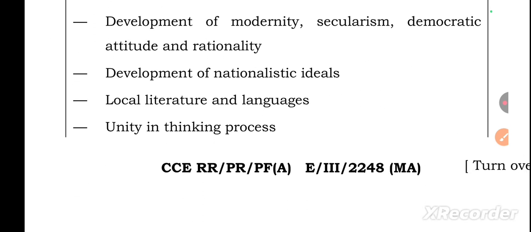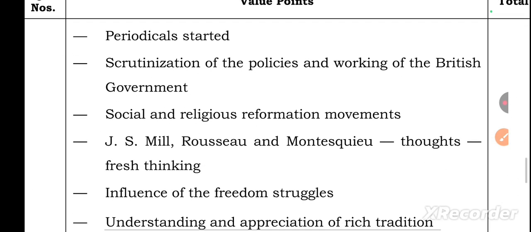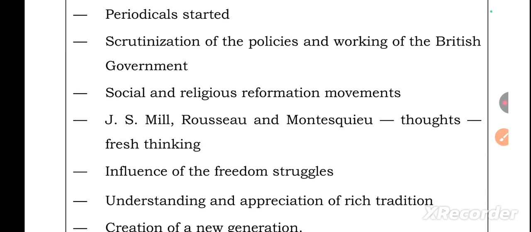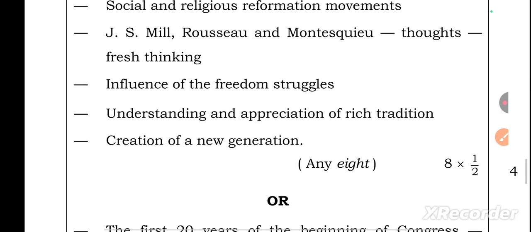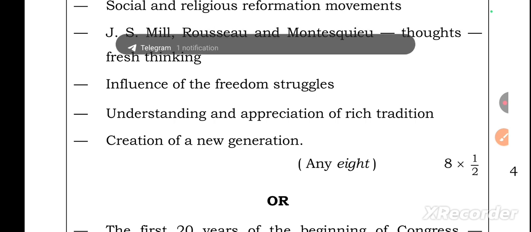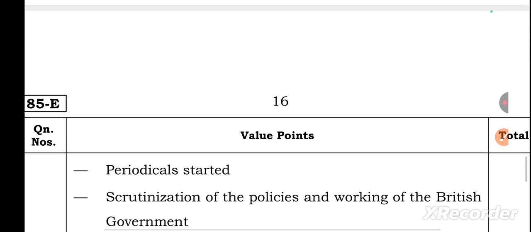Development of modernity, secularism, democratic attitude and rationality. Development of nationalistic ideals, local literature and languages, unity in thinking process, periodicals started, scrutinization of the policies and working of the British government, social and religious reformation movements, J.S. Mill, Rousseau, Montesquieu's thoughts, fresh thinking, influence of the freedom struggles, understanding and appreciation of the rich tradition, creation of a new generation. If you write any 8 important points, you will get 4 marks.